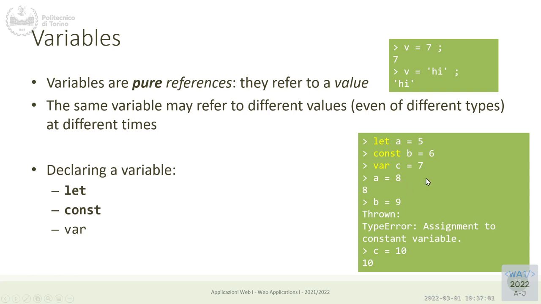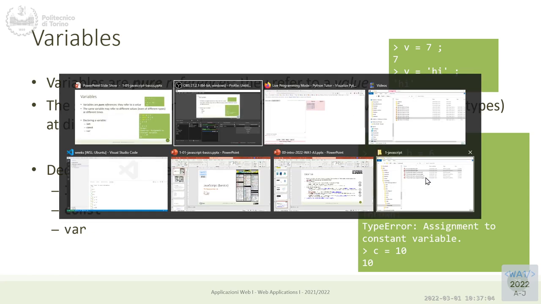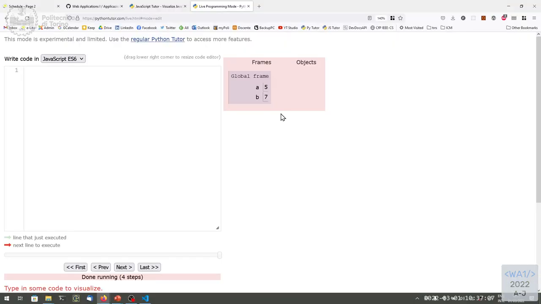Okay? So if we maybe try to open the Python Tutor page. Sorry, the website is Python Tutor, but it has a JavaScript mode. Okay, we can declare a variable, let a equal to 6, whatever, and we show that I'm declaring a variable a with value 6. Or I can declare a variable b with value hello. Yes, enter.